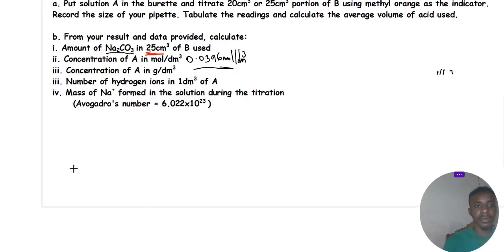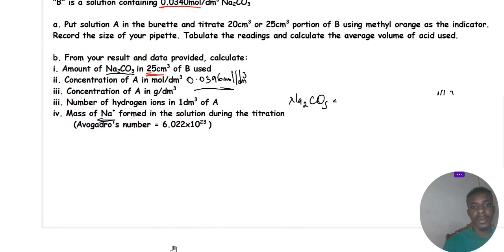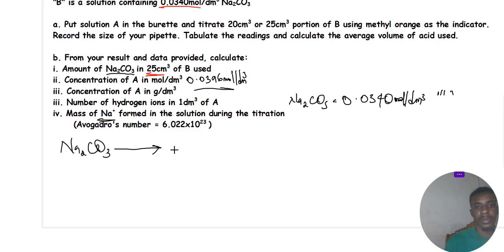Go back to the last question here, which says we calculate the mass of sodium ion formed during the titration. But take note, don't forget the concentration of the sodium carbonate, Na2CO3, that we are given, which is 0.0340 mole per dm cube. Sodium carbonate in water ionizes as follows to give you sodium ion plus carbonate. Take note, here is 2 sodium, so we balance here to make it 2.